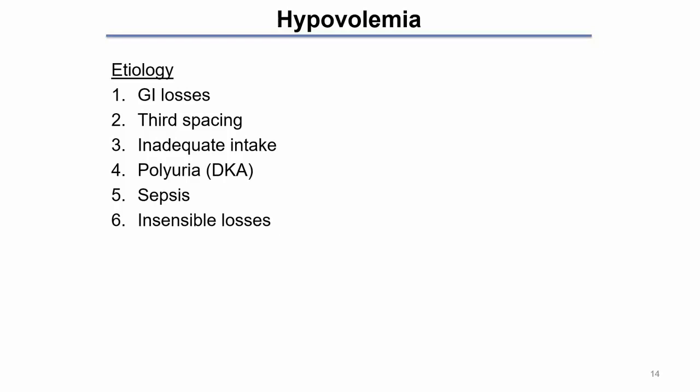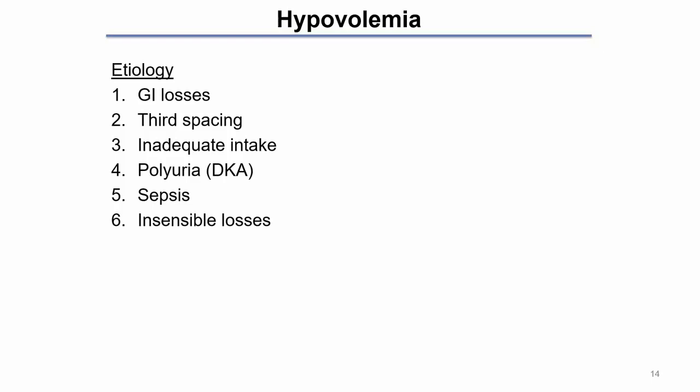Fourth, polyuria, that can occur, for example, in diabetic ketoacidosis or DKA, where you have a lot of urine generation and hence a loss of water being lost through copious amounts of urine. That's polyuria. We also have sepsis that can result in hypovolemia. How? Well, that's pretty obvious because of the inflammatory process leading to increased capillary permeability that might cause third spacing as well. And then lastly, we have insensible losses. So these are evaporatory losses through the skin or the respiratory tract.